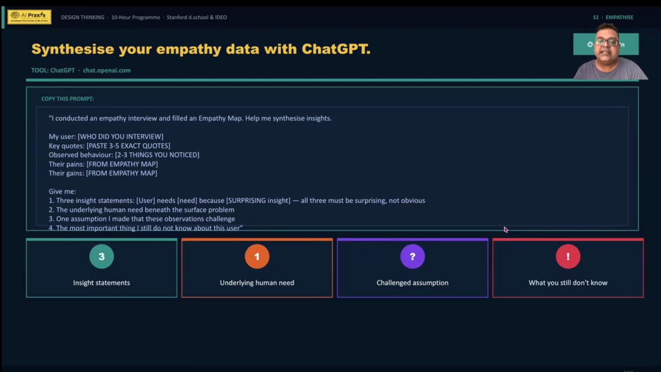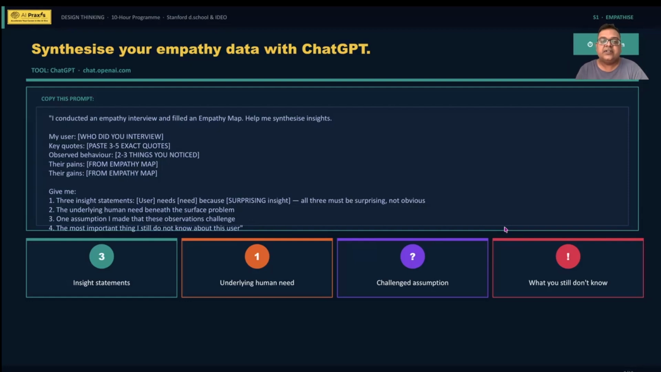Step number 1 is tell AI who your user is. Start by describing the person you interviewed. Be specific. Instead of saying a student, you write a first year engineering student living away from home for the first time. Step number 2 is paste their exact quotes. Don't rewrite them.